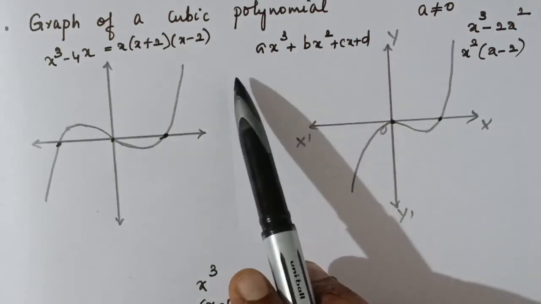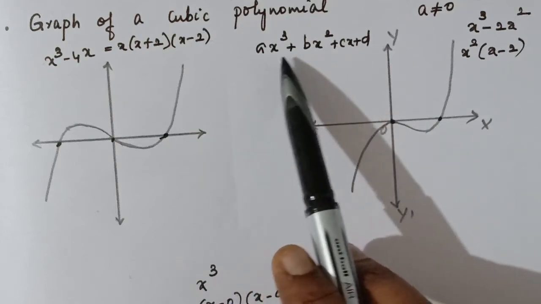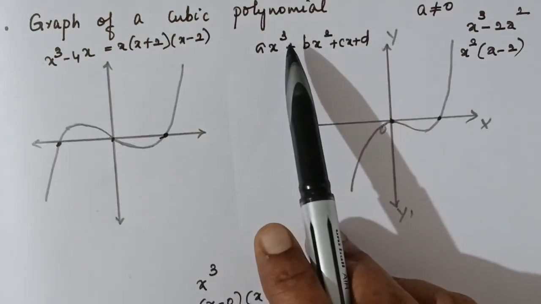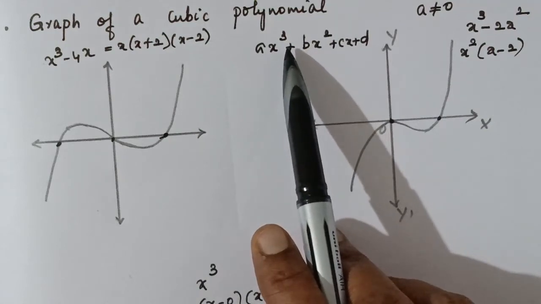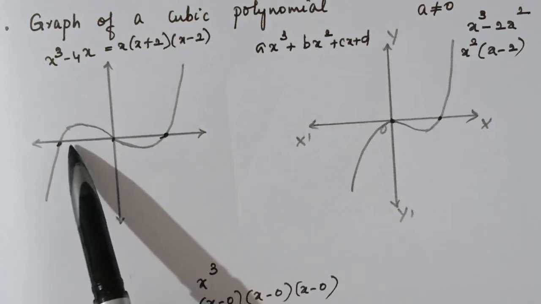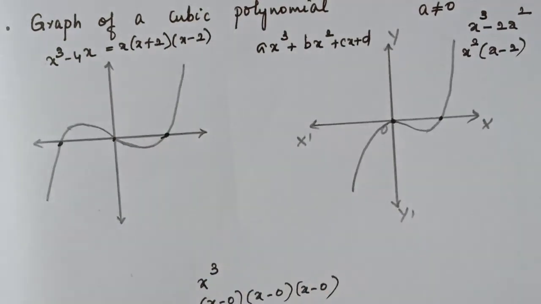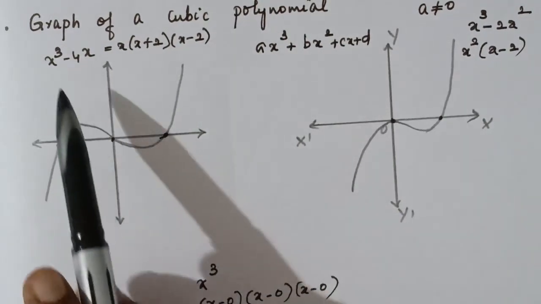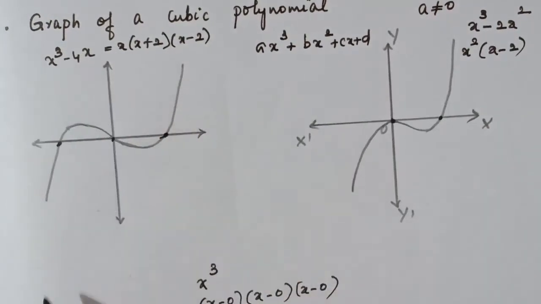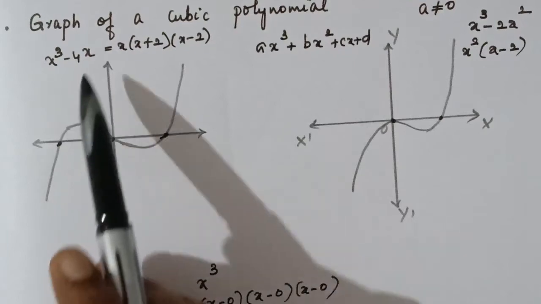So if it is a cubic polynomial, the degree should be 3. Since the degree is 3, we should get 3 zeros. That means it should touch the x-axis at 3 points. Now in the first graph, suppose this is the polynomial x cubed minus 4x, this is just an example.